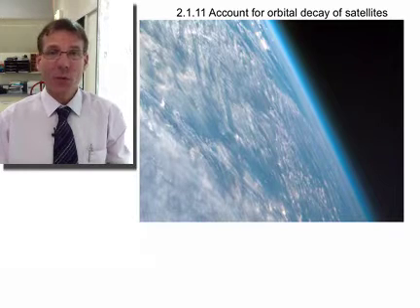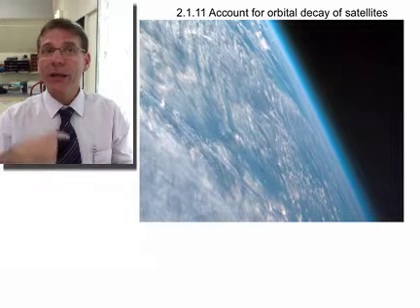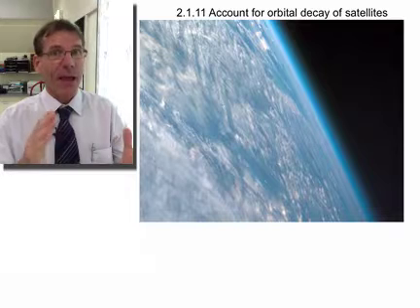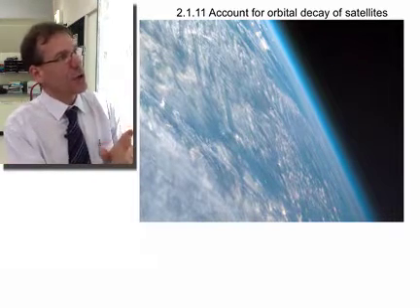Orbital decay is quite simply just a fancy term for drag. Satellites have to move incredibly quickly in order to maintain a stable orbit around the Earth. They're moving very, very fast, and they encounter some small particles of gas from our atmosphere. Now this shot here shows the Earth's atmosphere.